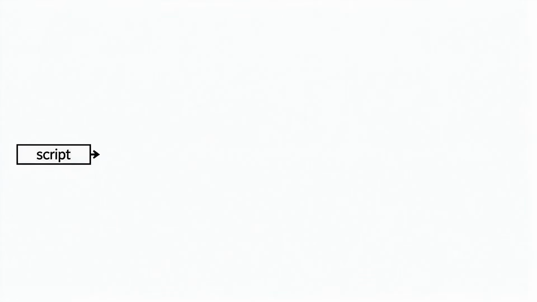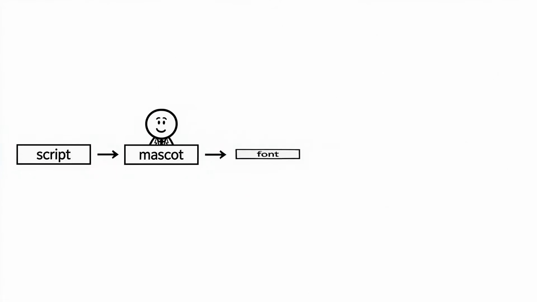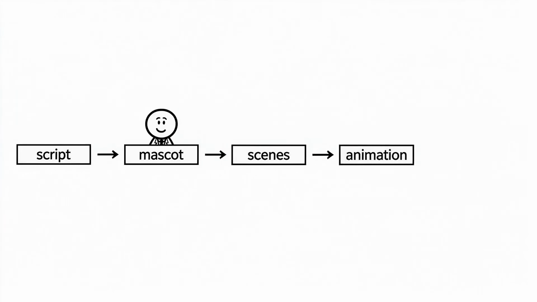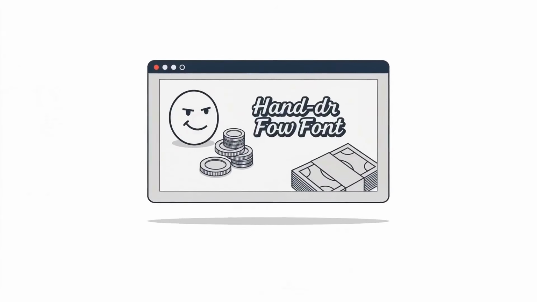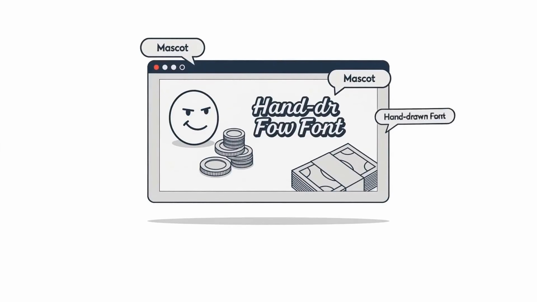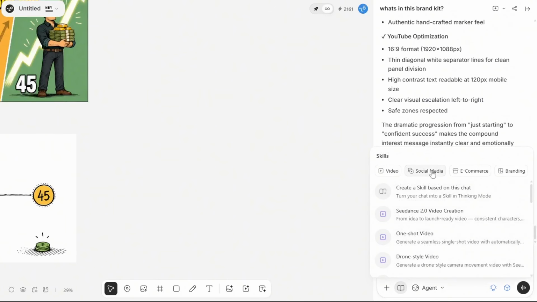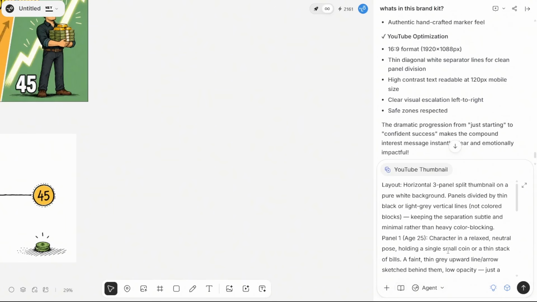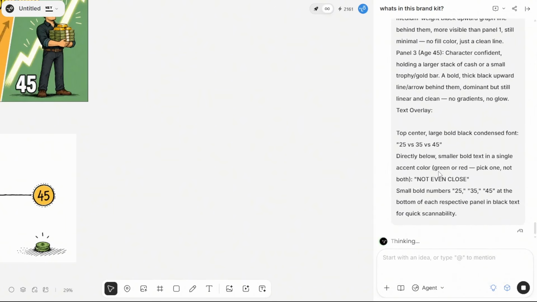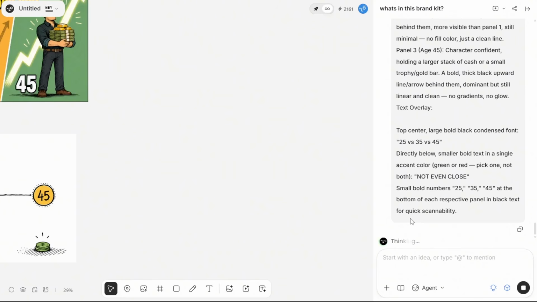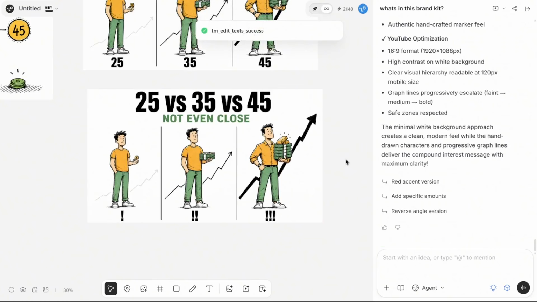For this type of channel, the thumbnail is not separate from the workflow. It uses the same character, the same hand-drawn font, the same financial props, and the same visual identity. So, I'm going to use the thumbnail skill, designed around a clean background, big readable text, a strong mascot pose, clear financial contrast, and a simple before and after idea.